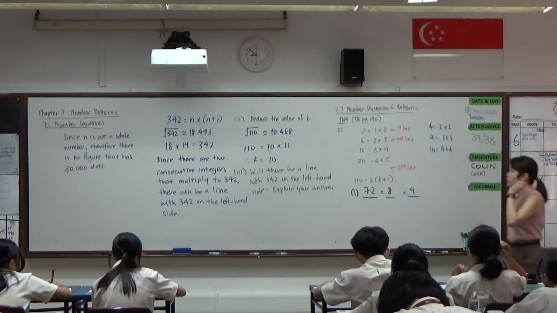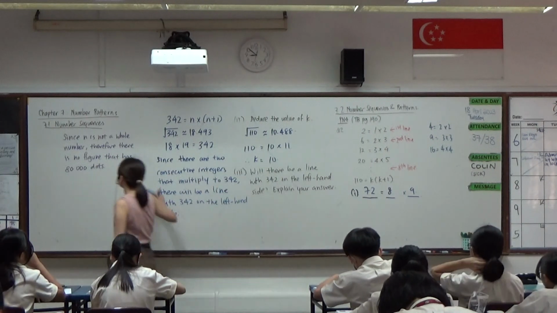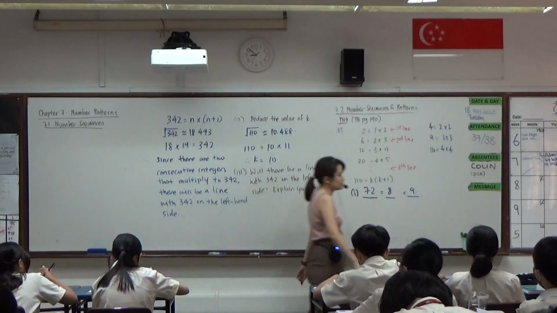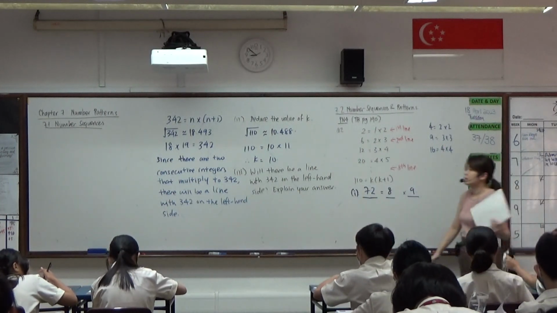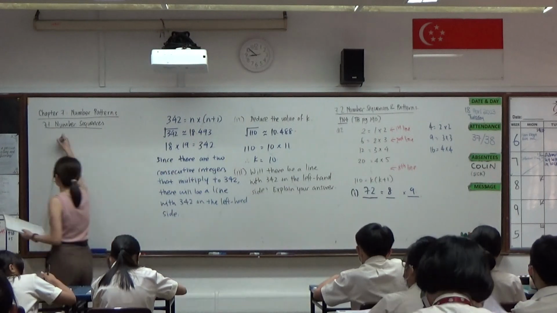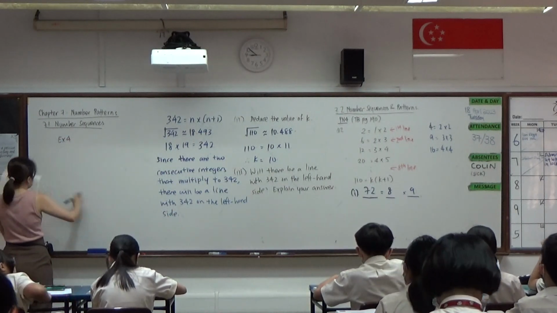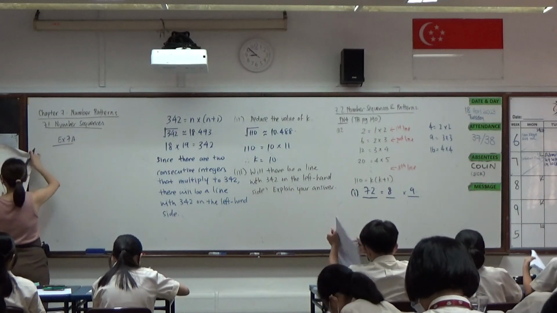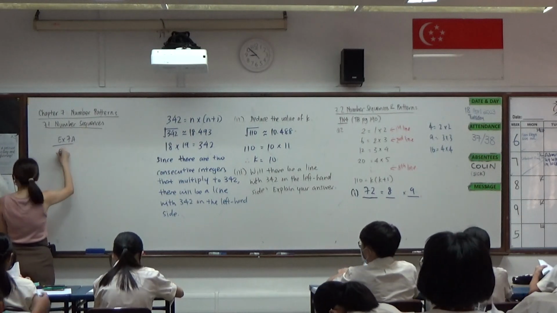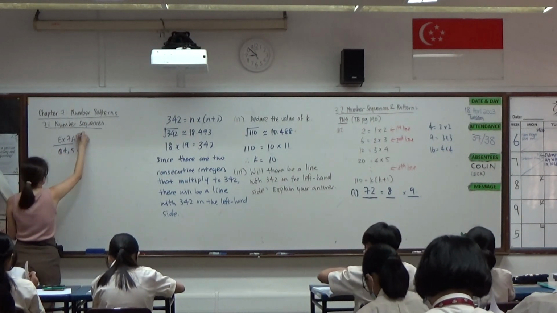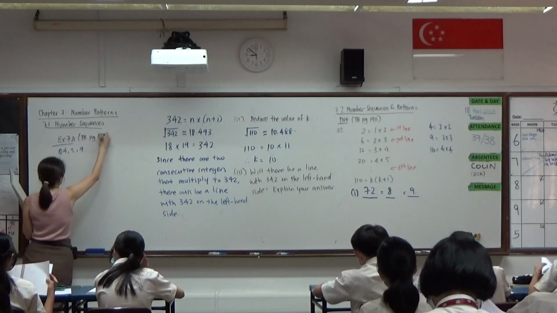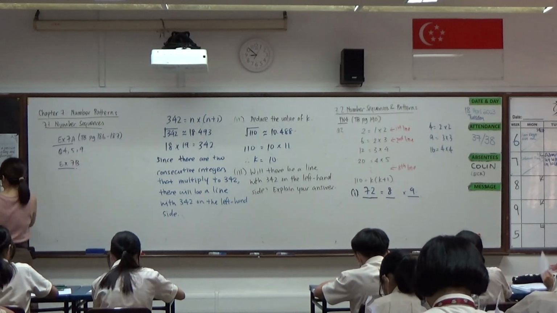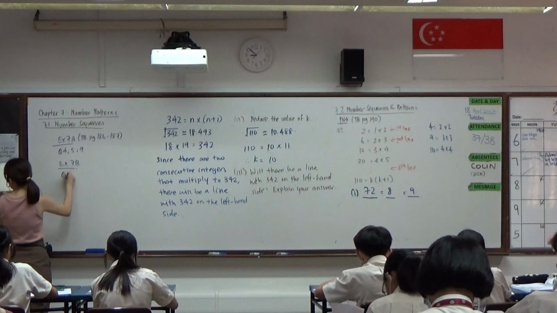I want you to go back home, do homework, and submit to me on Friday when we meet. Two exercises, you can do it on continuous foolscap paper. For exercise 7A, do questions 4, 5, 9. And exercise 7B, do questions 1, 2, 3.